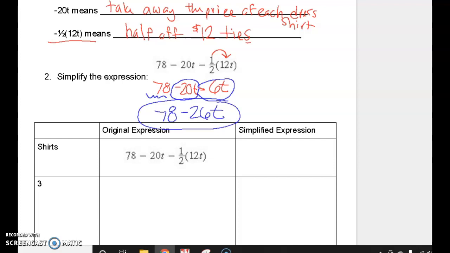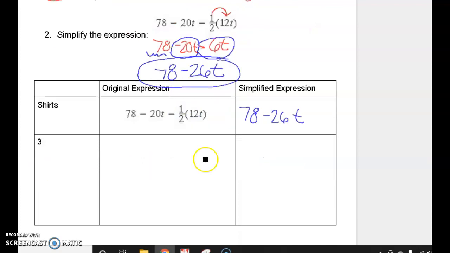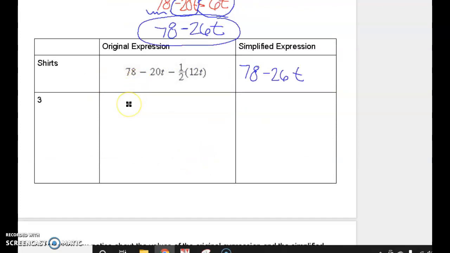Now what we're going to do, we're going to take this simplified expression right here, and we are going to do it for 3 shirts. So we're going to do it for both of these. So we're going to start off 78 minus 20. Anywhere I see a t, I'm going to plug in the number 3. Minus a half of 12 times, notice that's going to be 3 right there. Anywhere I see a t, plug in a 3.